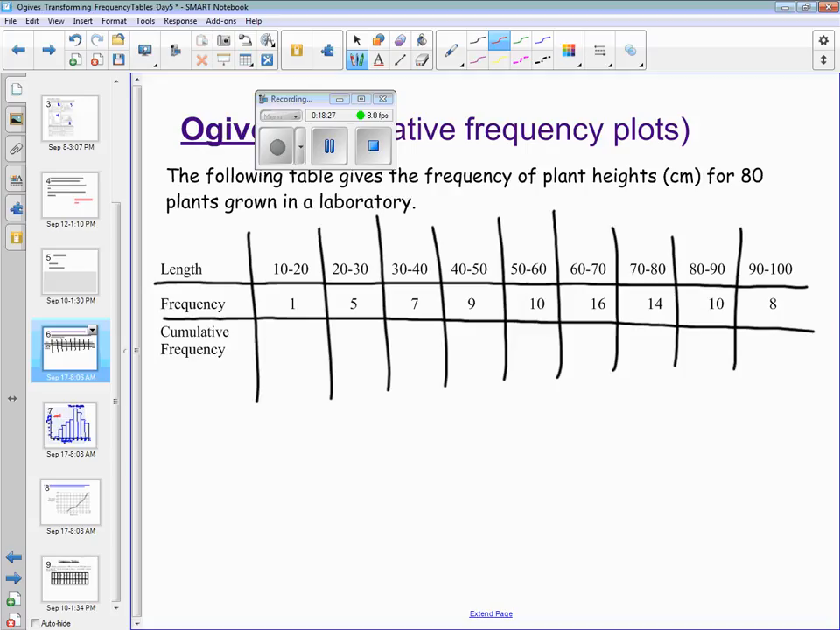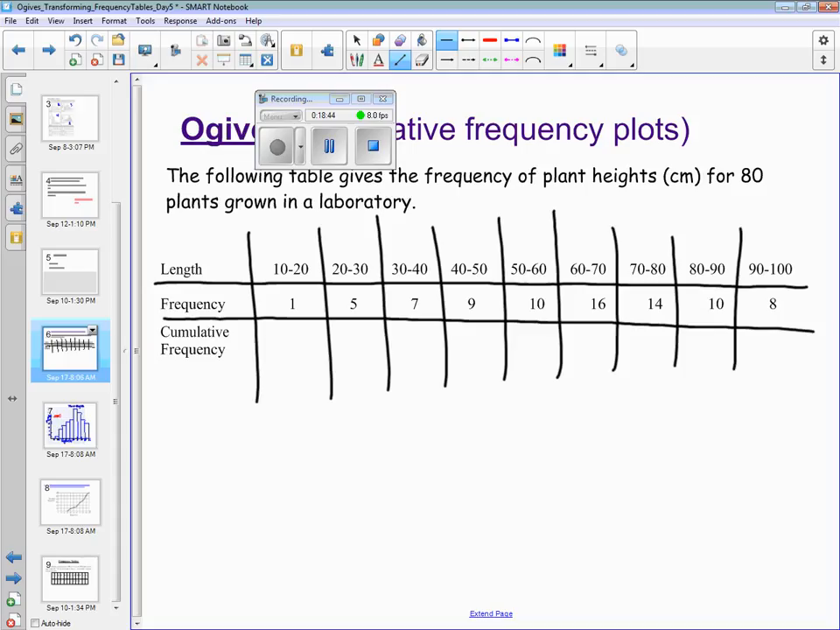Here's what we're going to do, though. We're going to create a different kind of graph to answer the question. It's called an ogive. Say that kind of fast. Okay? Ogive.